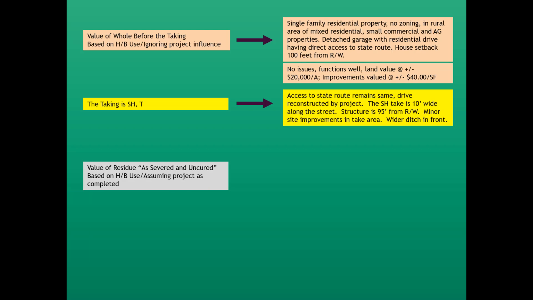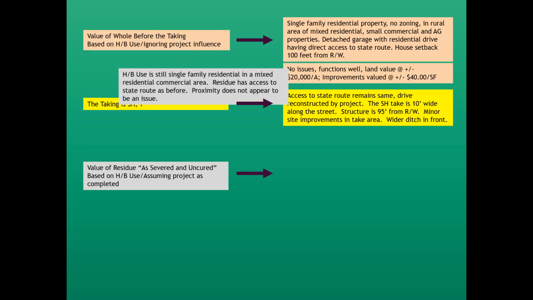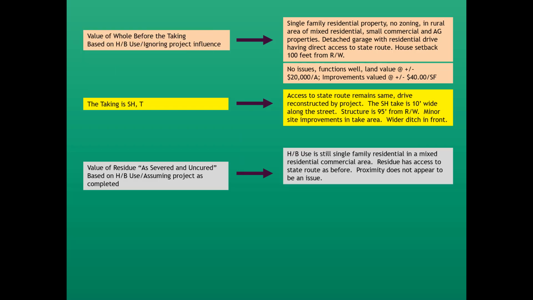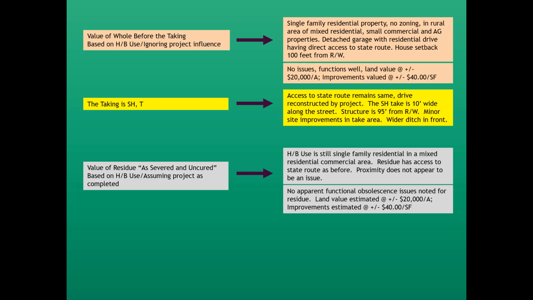And so now let's analyze the residue as severed and uncured based on its highest and best use, assuming the project is completed. All right, the highest and best use is still single-family residential in a mixed residential commercial area. The residue has access to the state route as it did before. Proximity to the new right-of-way limits does not appear to be an issue. No apparent functional obsolescence issues are noted for the residue. Land is still valued at $20,000 an acre plus or minus. The improvements are still valued at $40 a square foot plus or minus.